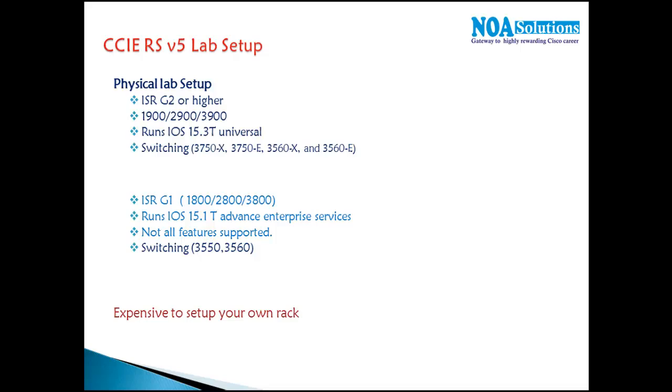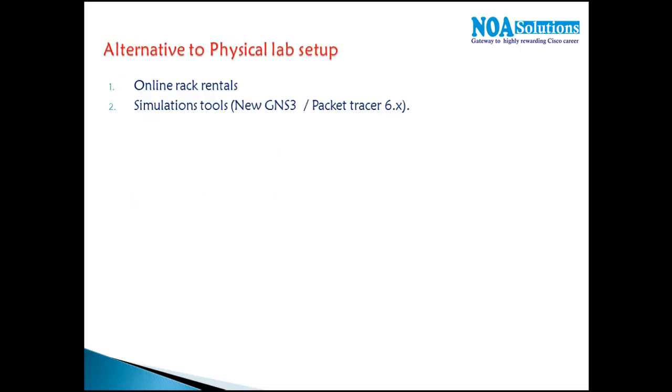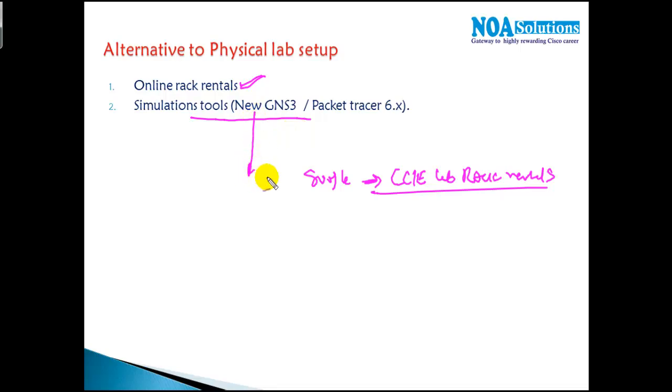So, alternatives to a rack setup: either you can go with some online rack rentals. If you just Google it, you'll probably find CCIE lab rack rentals, a lot of rack rental providers online. Alternatively, you can use simulation tools like GNS3 and Packet Tracer, which I generally prefer to use, mostly the simulation tools.